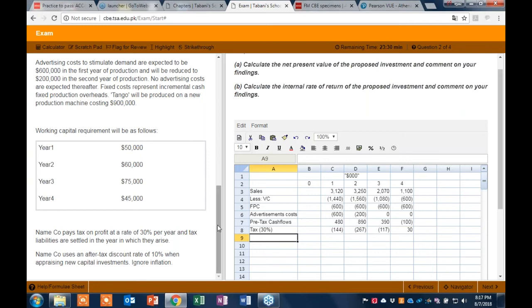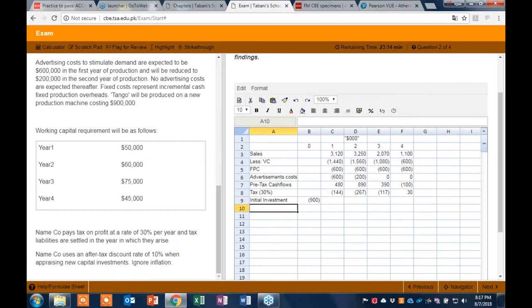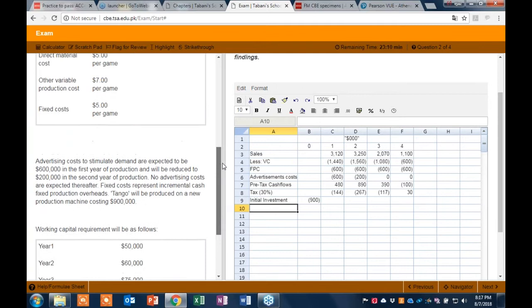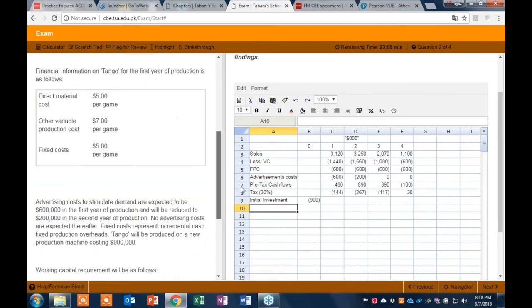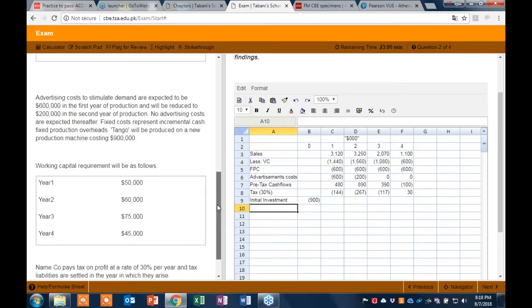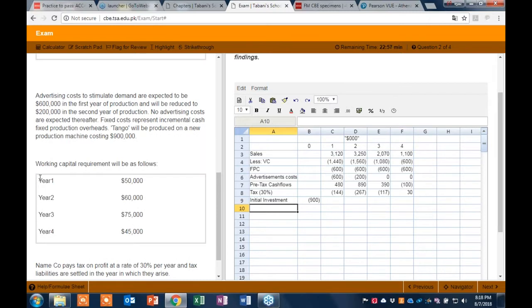So then we should incorporate initial investment, which is 900 as per question. And do we have any scrap value in the question? Tango will be produced. Nothing is mentioned regarding the scrap value, so we will assume that there will be no scrap value at the end of the life. And what's the working capital requirement? Here we go. Here we have working capital requirements.